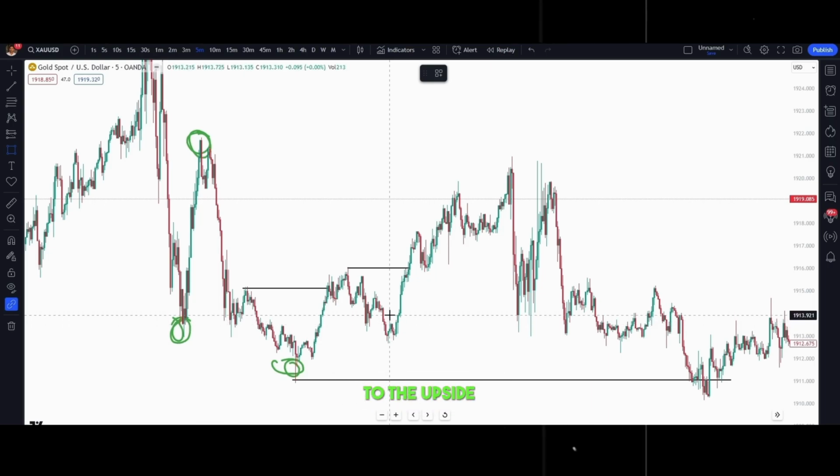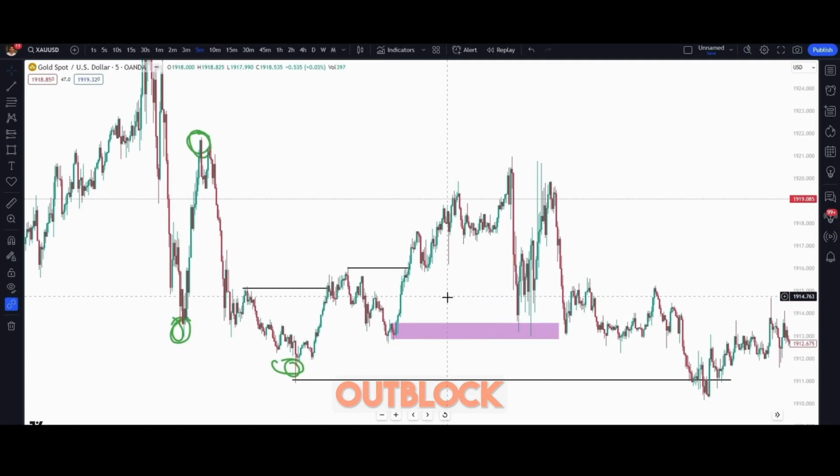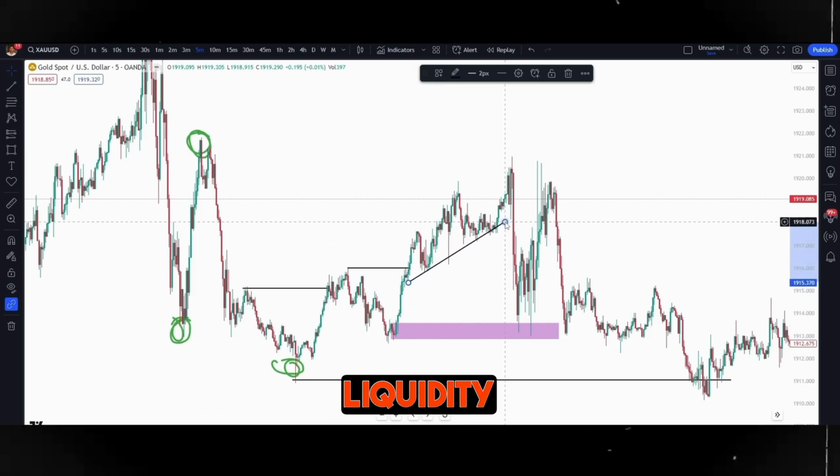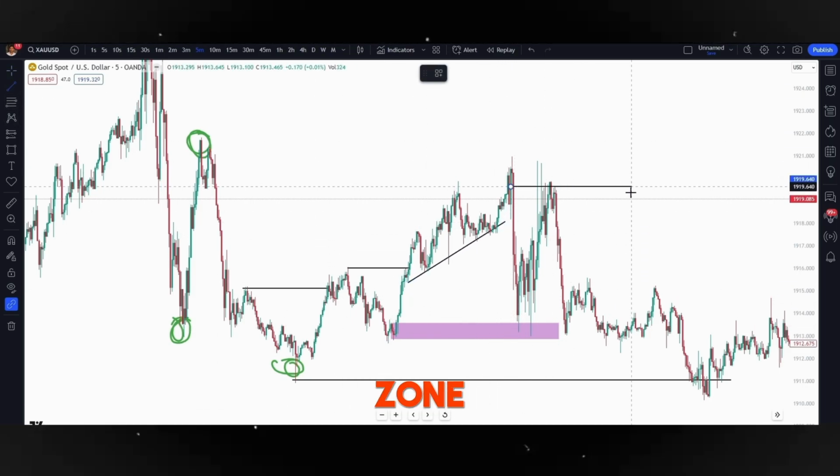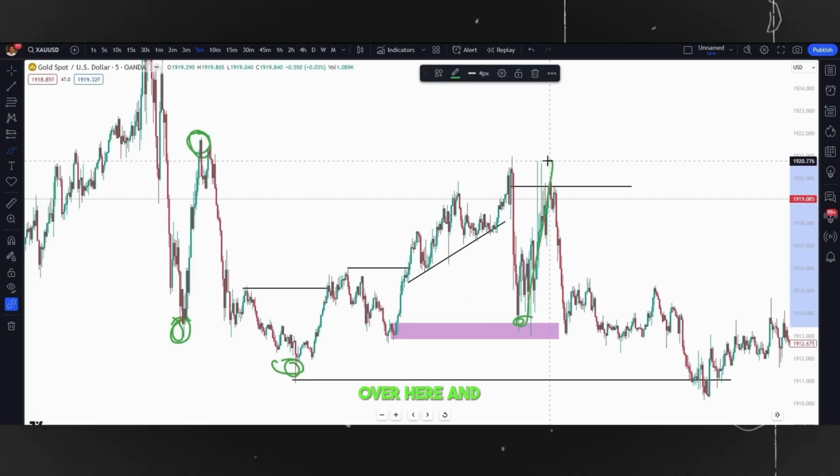We know that price is going to the upside for a short amount of time. So we can look for intraday trades over there. So this is our order block. This is liquidity. Okay, and this is our demand zone. So we can look for entries over here and target will be over here.